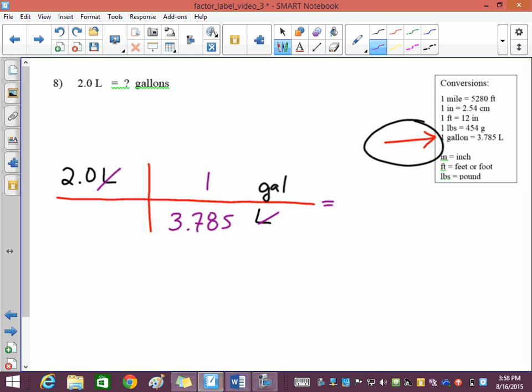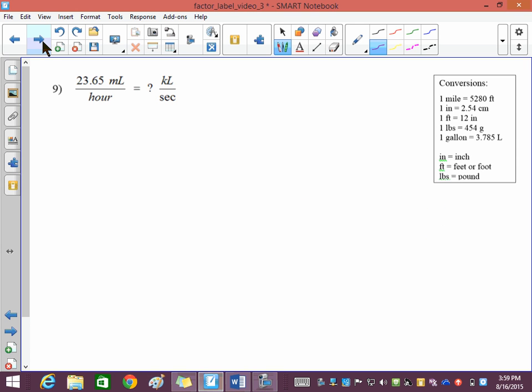Isn't that fun? Hopefully you'll see something like that. So we have about a half a gallon, so 5.28, I believe. Yeah, gallons. And that makes sense because again, we're a little over the 3.785.